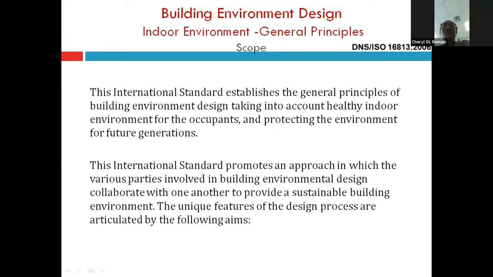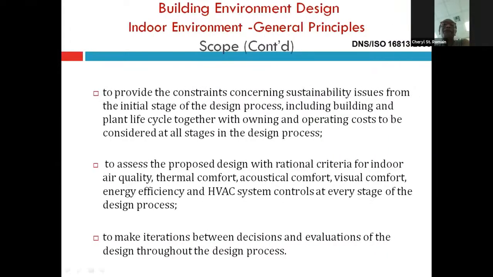So the international standard establishes the general principles of building environment design, taking into account the healthy indoor environment for the occupants and protecting the environment for future generations. This international standard promotes an approach in which the various parties involved in building environment design collaborate, and that is important, with one another to provide a sustainable building environment. The unique features of the design processes are articulated by the following aims.